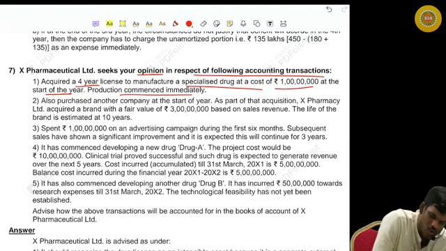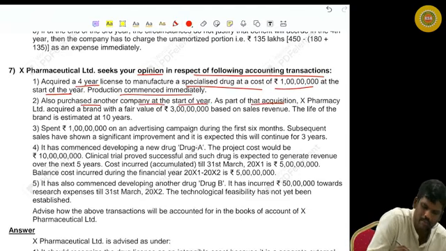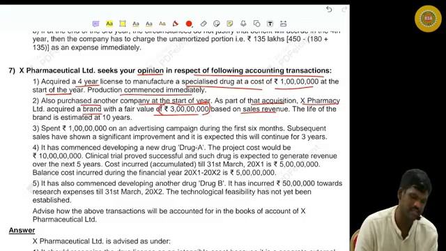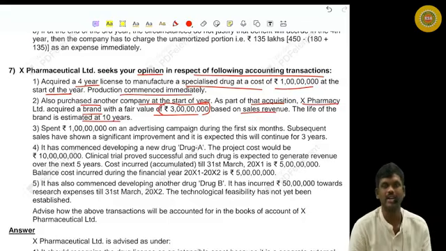Next, it also purchased another company. This is an amalgamation at the start of the year. As a part of the acquisition, X Pharmacy Limited acquired a brand with a fair value of 3 crores based on sales revenue. The life of the brand is estimated as 10 years.